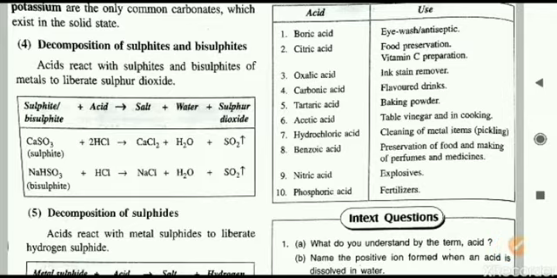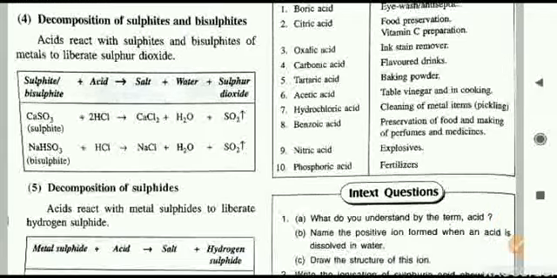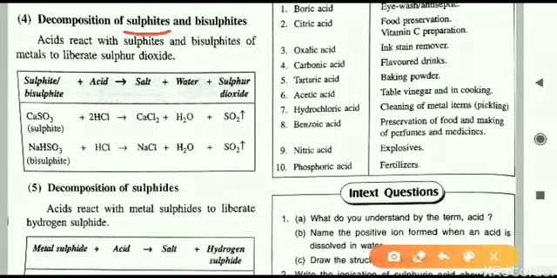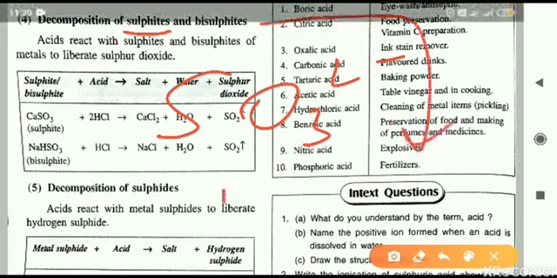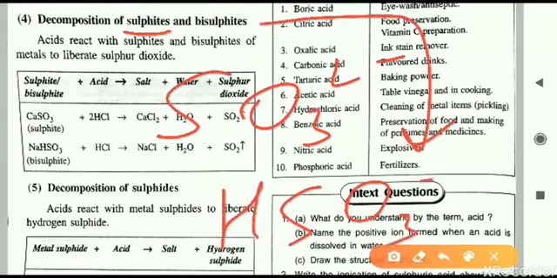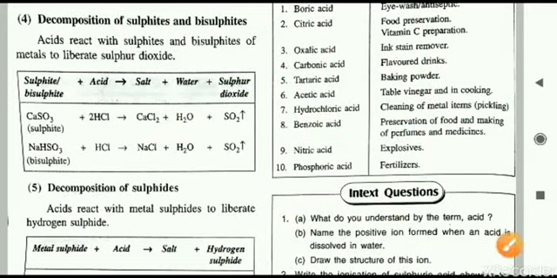Next, the second type of salts given here are sulfites and bisulfites. We will now learn the reaction of sulfites and bisulfites. First let us know what a sulfite is. Sulfite is SO3 2 minus. This is the radical or the anion which is called sulfite, and the bisulfite is HSO3 negative, minus 1.